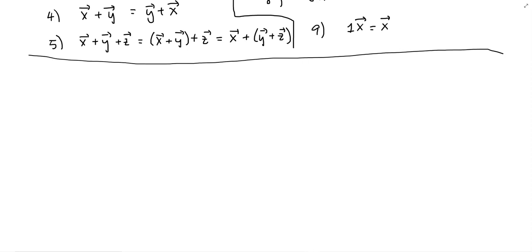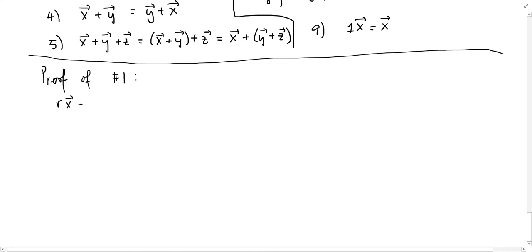What I'm going to show you is how to do that, so make sure you follow along and try to understand, because you will be asked to prove at least one of these properties on your next test. So I'm going to do a very simple proof. I'm going to prove number 1 just to show you how it works out. So here's my proof. Property number 1 states the following: R vector x plus S vector x equals (R plus S) vector x.